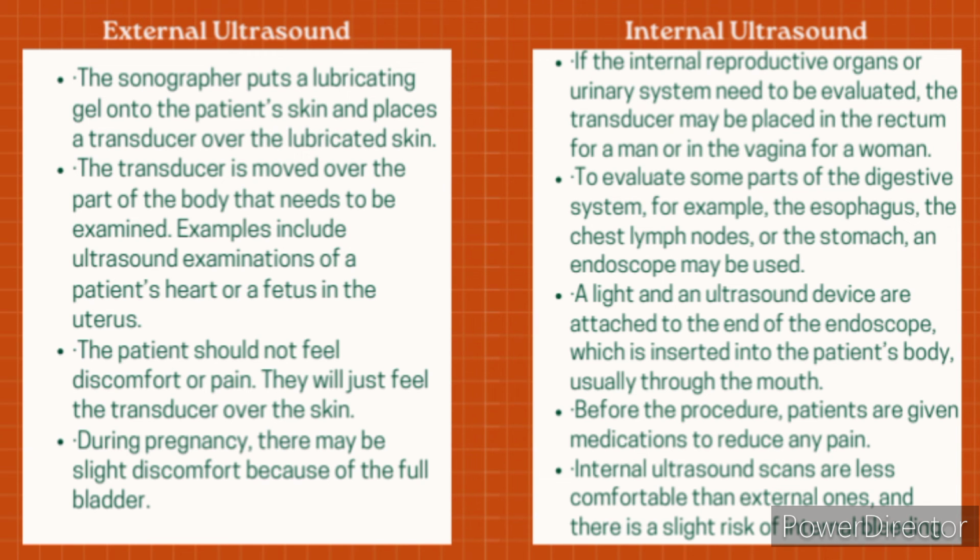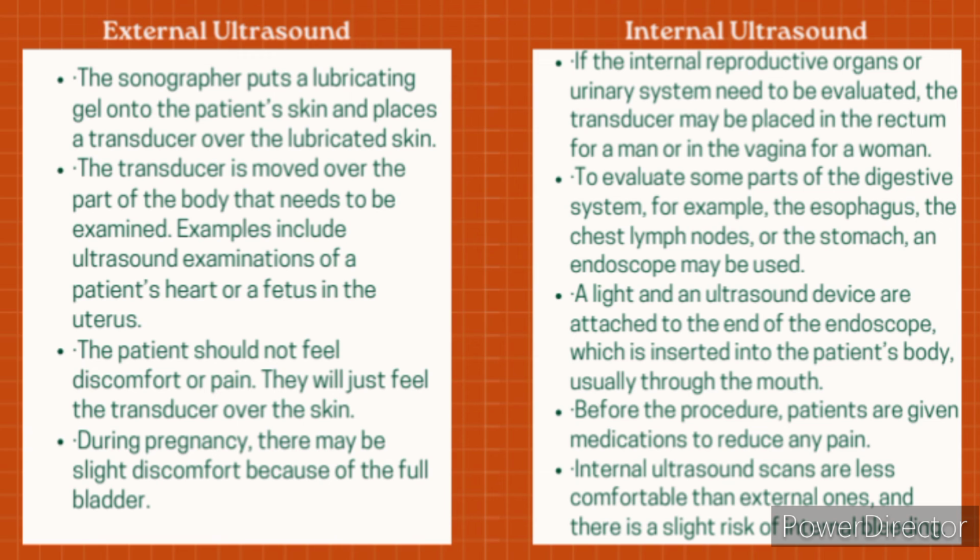External ultrasound. The sonographer puts a lubricating gel onto the patient's skin and places a transducer over the lubricated skin. The transducer is moved over the part of the body that needs to be examined. Examples include ultrasound examination of a patient's heart or a fetus in the uterus. The patient should not feel discomfort or pain. They will just feel the transducer over the skin. During pregnancy, there may be slight discomfort because of the full bladder.